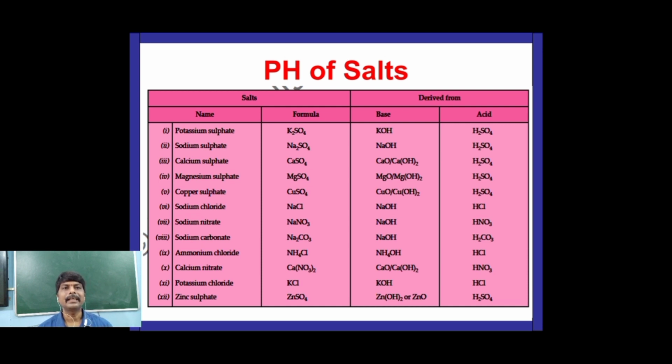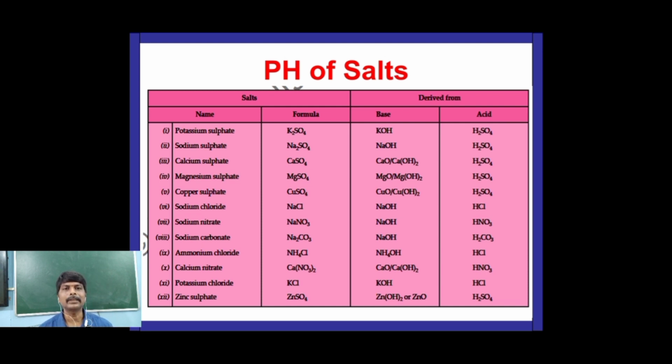Now changed here, sodium chloride. Salt formula NaCl. What is the base? Sodium hydroxide. Acid changed. Earlier, sulfate meant sulfuric acid. Chloride, so hydrochloric acid. Next one is sodium nitrate, NaNO3. It is formed from base NaOH, sodium hydroxide, and acid HNO3, nitric acid.